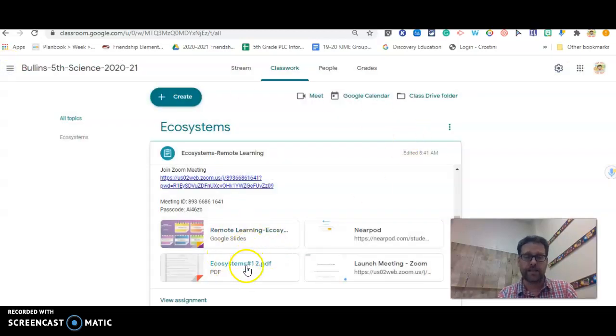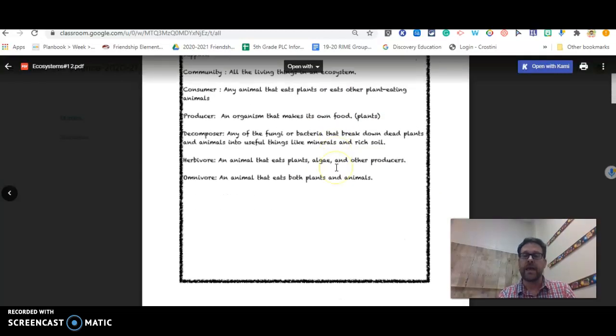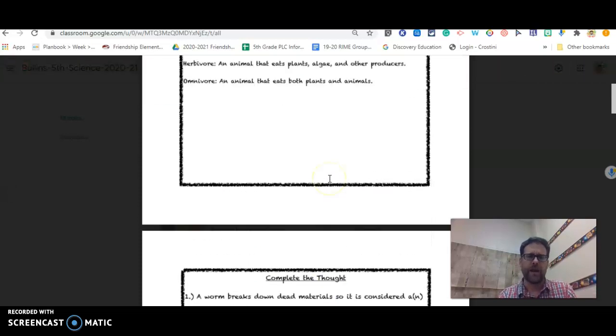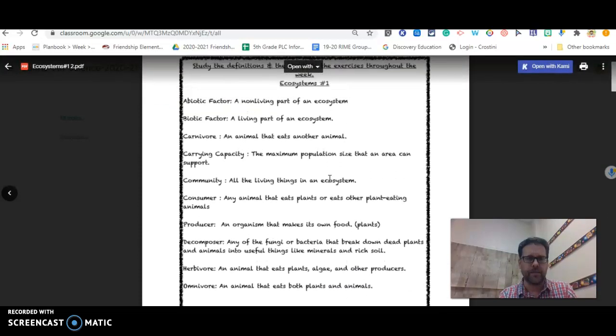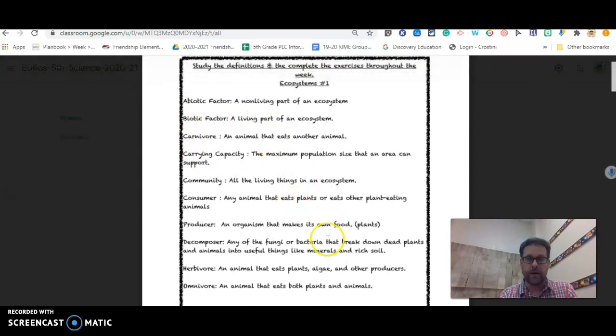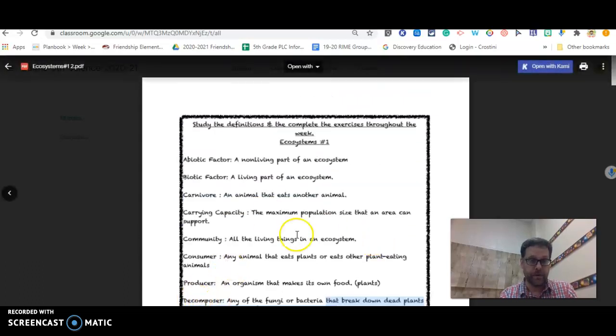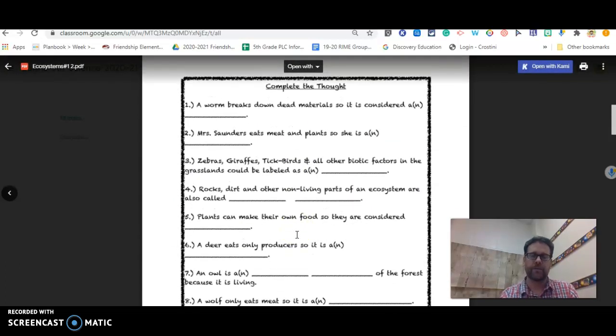So you constantly have access to this if you want to use your paper and your notebook and you want to try this. I wonder what it is, a worm that breaks down dead materials. Well, I would have to come back up here and find something that, oh, there it is, breaks down dead materials. So it looks like a worm is a decomposer. So I would go back on my paper in my notebook and jot down decomposer for number 1.